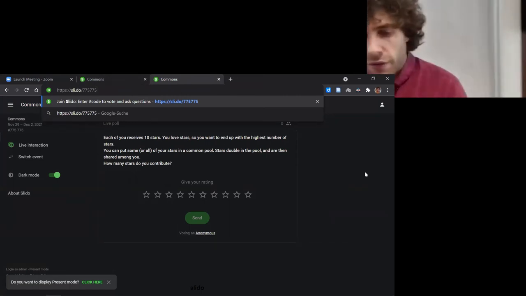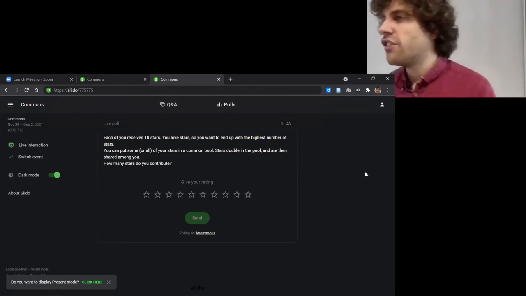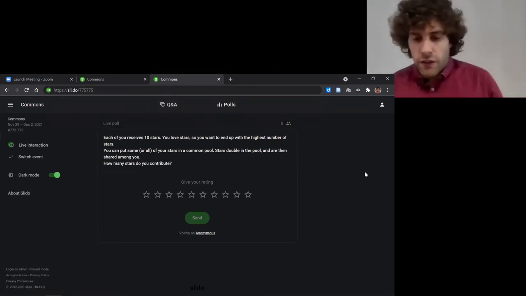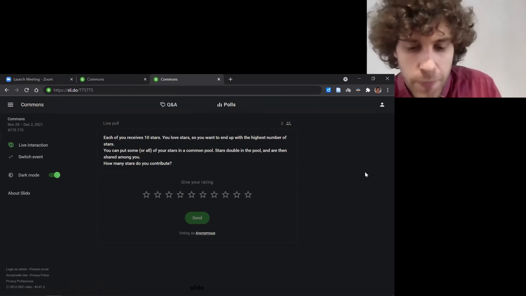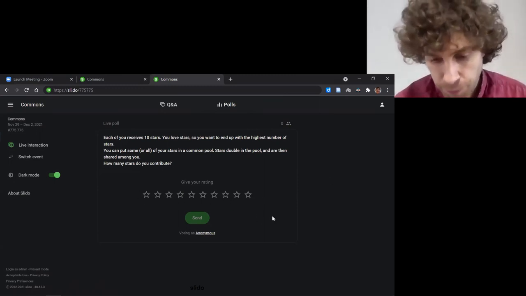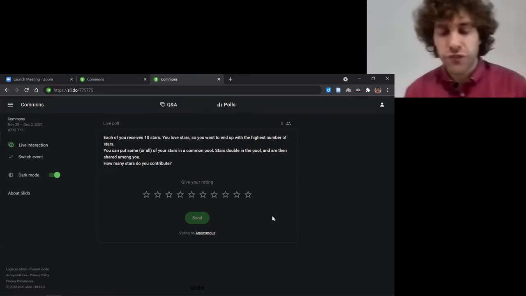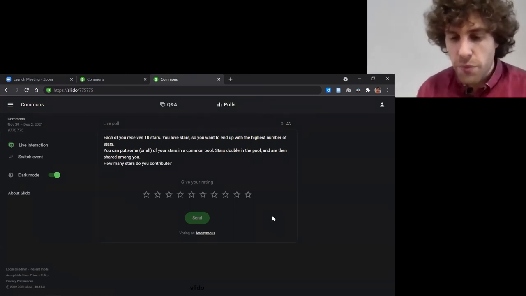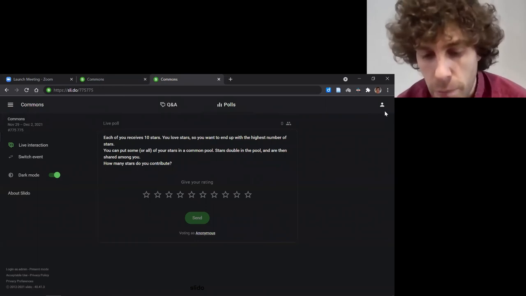The game is to study the strategy of the commons. So imagine that you all receive 10 stars, so the 10 stars like that are here, and you love stars. So you want to end up with the highest number of stars possible.